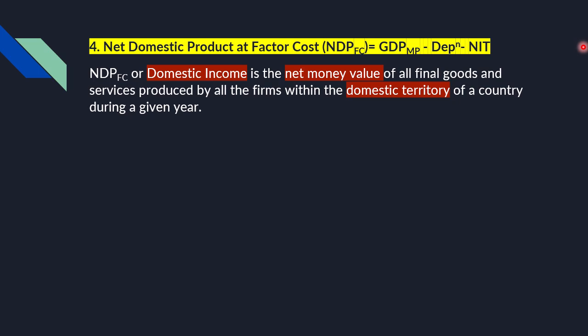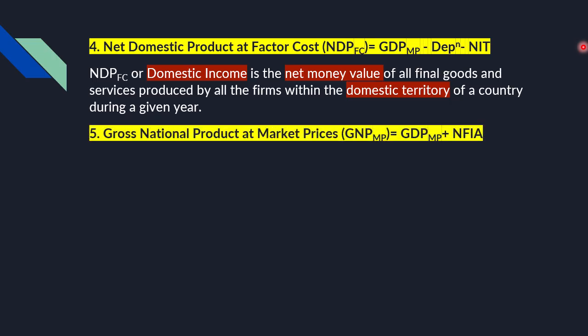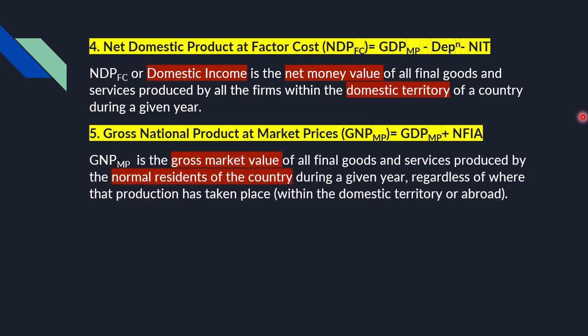Now the next four aggregates they are related to national product. ठीक है. So first is GNP-MP, gross national product. अब यहाँ पे domestic national से हमने change कर दिया. So that means here we are discussing about the goods and services which are produced by the residents of the country. So the definition is gross market value, because MP है तो market value और ये gross वाला aggregate है तो gross market value of all the final goods and services produced by the normal residents of a country during a given year regardless of where that production has taken place, within the domestic territory or abroad.